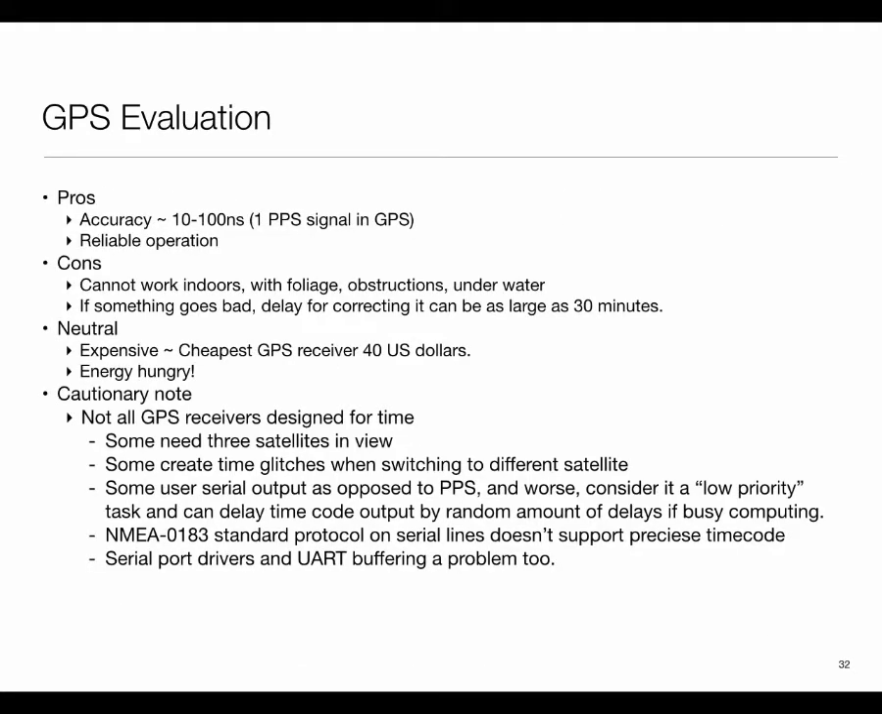A lot of pros. Obviously, getting this level of accuracy takes care of so many applications, as you can imagine. The cons are that it doesn't work everywhere. It doesn't work indoors. If something goes bad, the delay is a lot. If you lose lock with the satellites, you have to hunt for them. Power, cost, all those kinds of things. And the other part, like I said, is that not all GPS receivers are designed for time. You might say, hey, I have a GPS receiver with a serial port output, it's spitting out time information, I can use that.